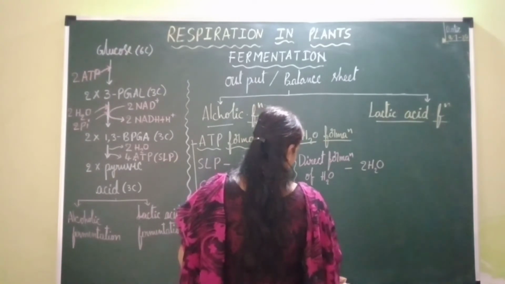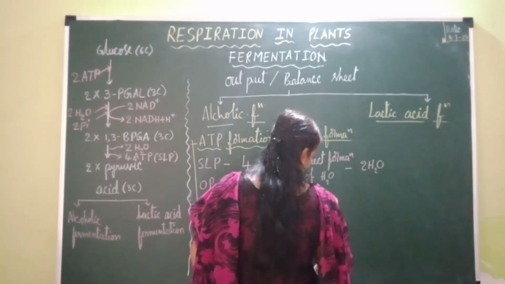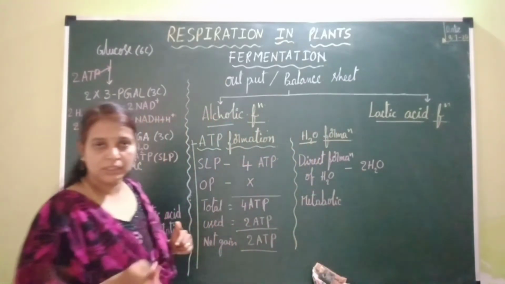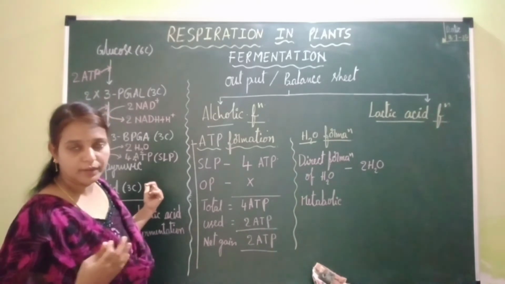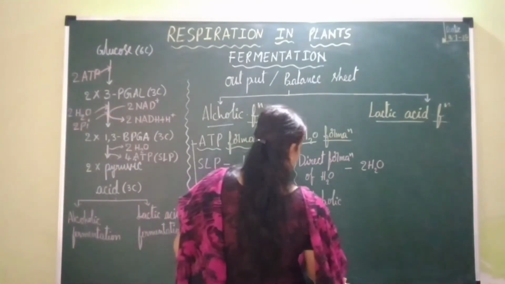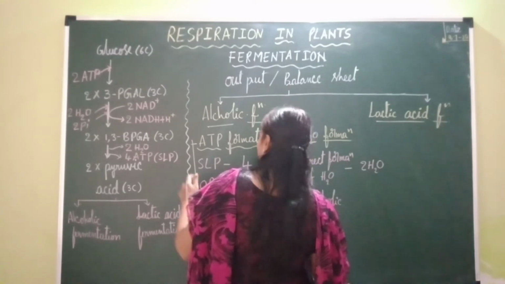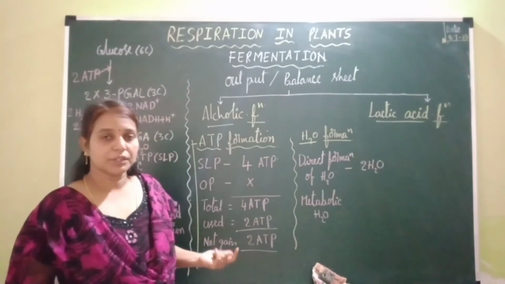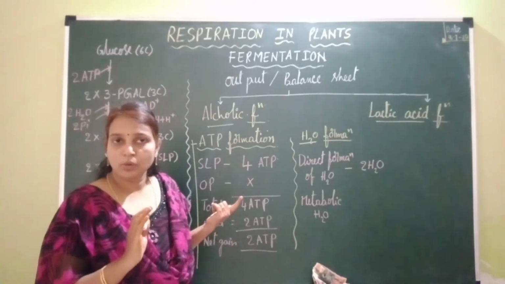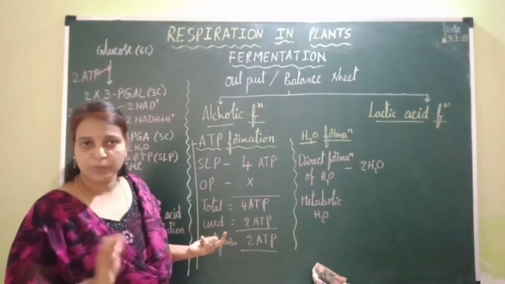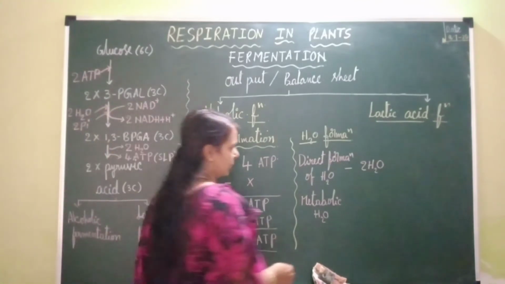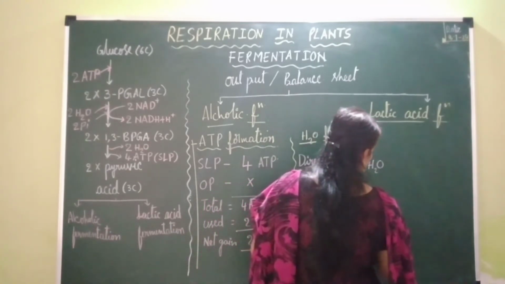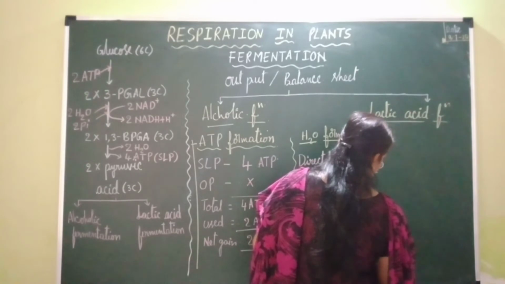Next, metabolic water. What is this metabolic water? The water which is formed through the metabolic pathway, that is ETS, due to the oxidation or breakdown of NADH or FADH2 is called metabolic water. Here the NADH2 formed during glycolysis is utilized in fermentation, in alcoholic and even in lactic acid fermentation, and hence there is no entry of NADH2 into ETS for its breakdown, and hence there is no formation of metabolic water. So metabolic water is 0.